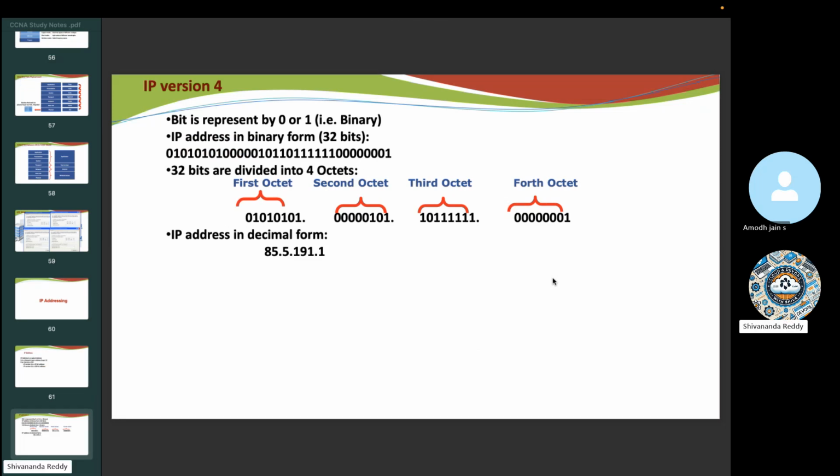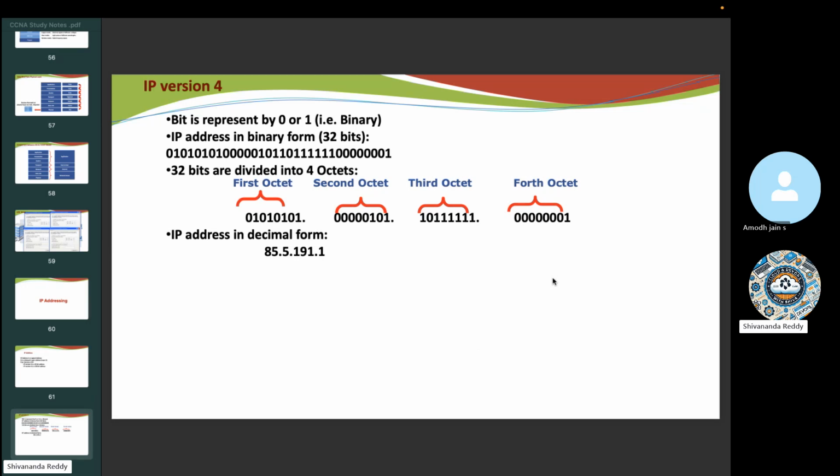In the IPv4 version, a bit is a binary digit represented by 0 or 1. An IP address in binary terms is 32 bits. Any value you take, you need to write in binary format, 0 or 1. The 32 bits are divided into 4 octets: first octet, second octet, third octet, fourth octet.